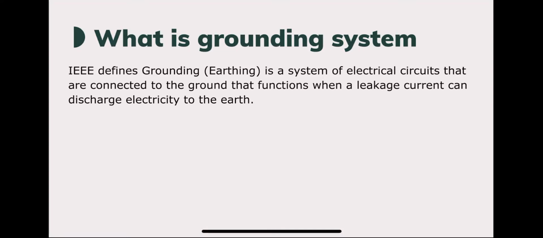What first comes to mind is, what is a grounding system? IEEE defines a grounding system as a system of electrical circuits that are connected to the ground that function when a leakage current can discharge electricity to the earth.